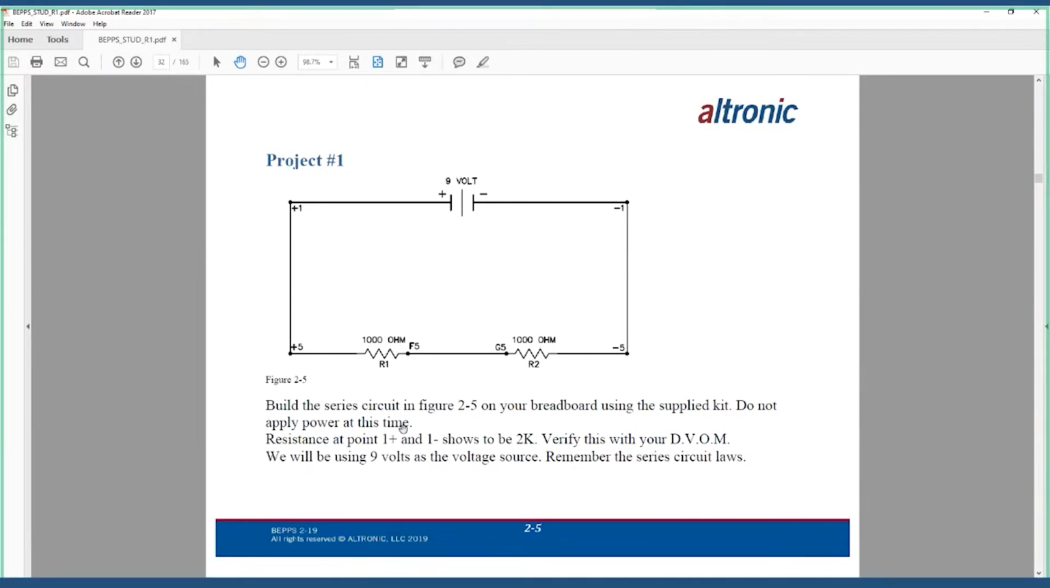We encourage them not to power it up at that time because we want to actually check it with a meter. So resistance at point 1, and that would be this point, or from the wire that's going to connect to the battery, to this point, shows to be, if we just add these two values up, 2,000 ohms, or we can write it out as 2K. So we instruct the students to verify that with their digital volt ohm meter.